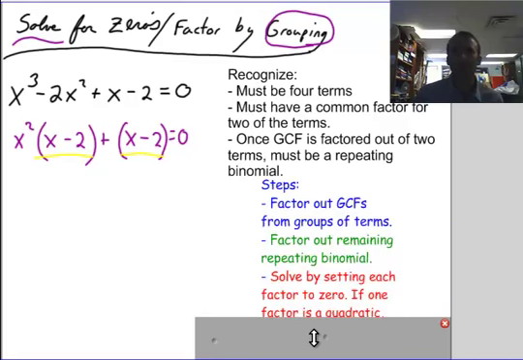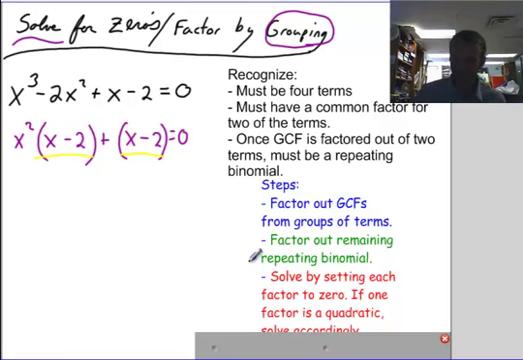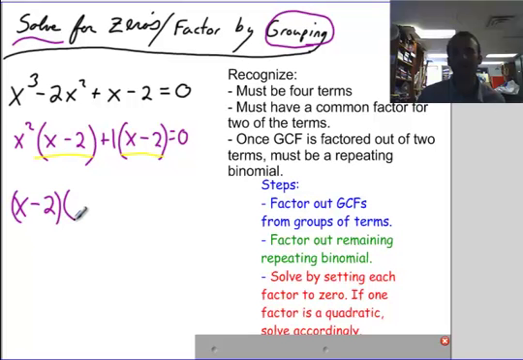So to solve this, we are going to factor out the greatest common factor. That was the x squared, just out of these 2 terms. This one didn't have a greatest common factor, so think of it as if we just had a 1 out here. Okay, now we're going to factor out the remaining repeating binomial. So since we had this x minus 2, let's factor that out. So I have an x minus 2, and what I'm left with is x squared plus 1 equal to 0.